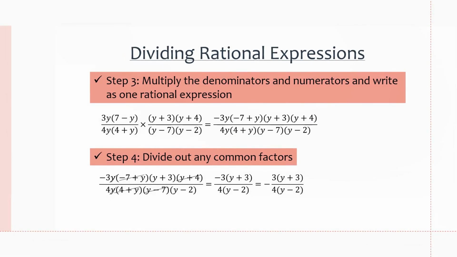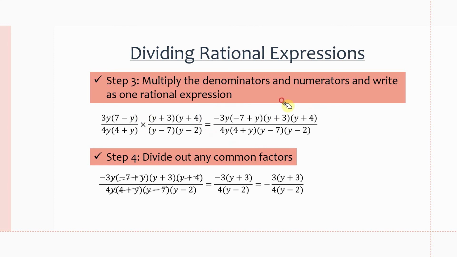Next, step 3, we want to again use the multiplication blueprint and multiply the numerators and denominators. So here we multiply these numerators and these two denominators, and we get this long final single rational expression.